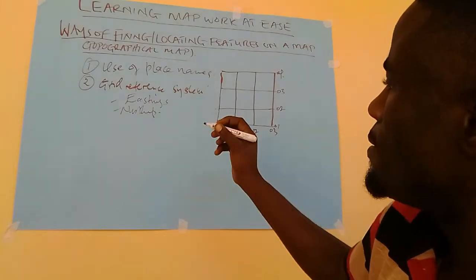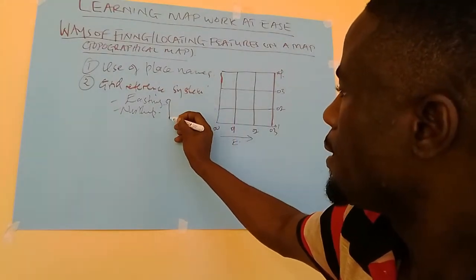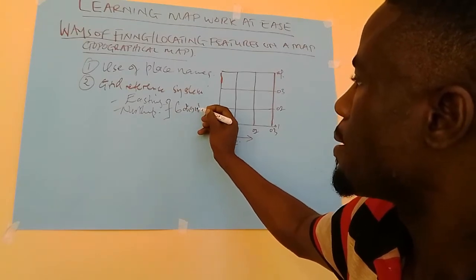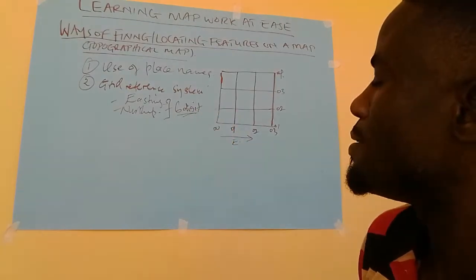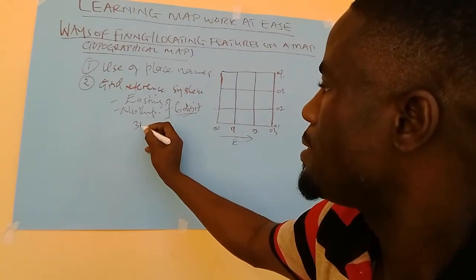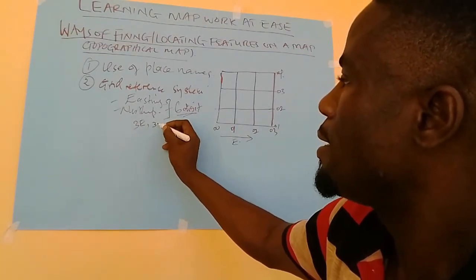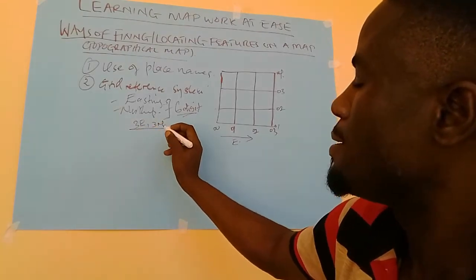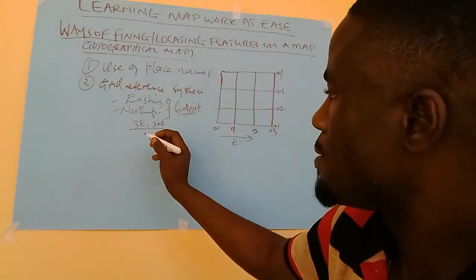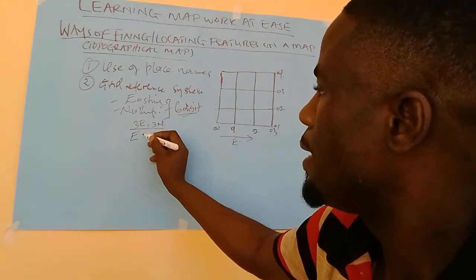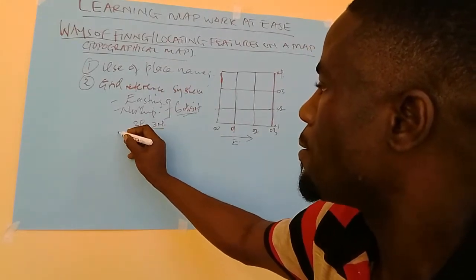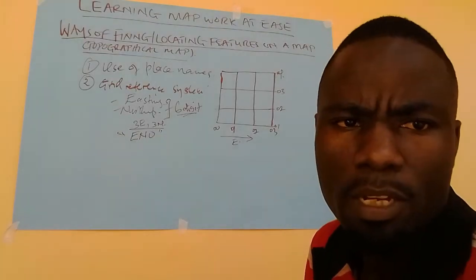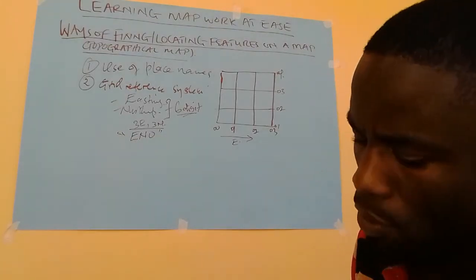So the grid reference system, it is a 6-digit number. It must have 6 digits. It must have 3 eastings and 3 northings. The first 3 are supposed to be eastings, the last three are supposed to be northings. So we can have an abbreviation, EN, meaning easting, northing. So the first three figures should be eastings, the last three should be northings.